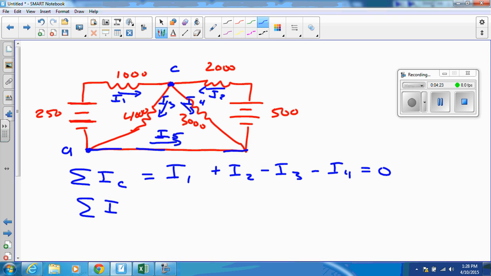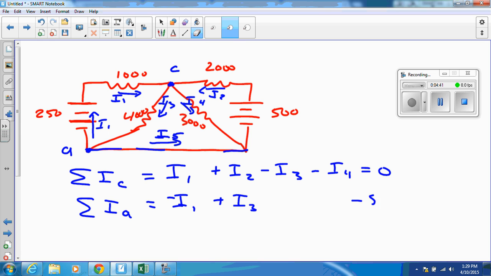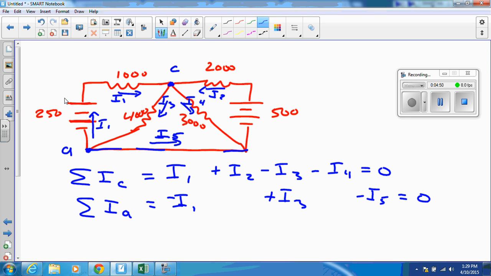We would say that the sum of the currents at A is equal to, let's see here. This is I1, like so. This is I3 coming in here. This is I5 leaving. I1 is leaving. I3 is coming in. And I5 is leaving. And all of that is equal to 0.